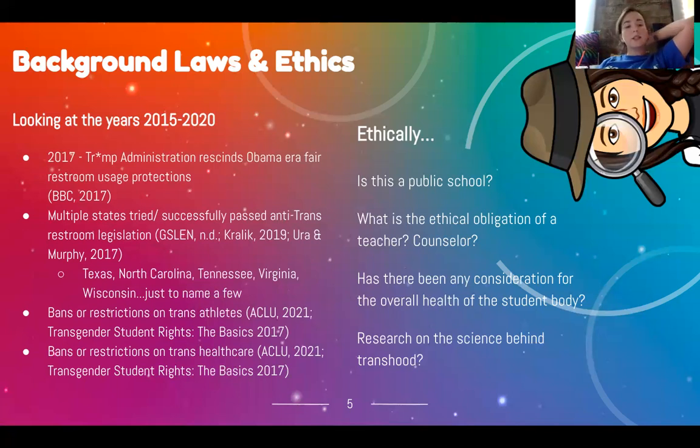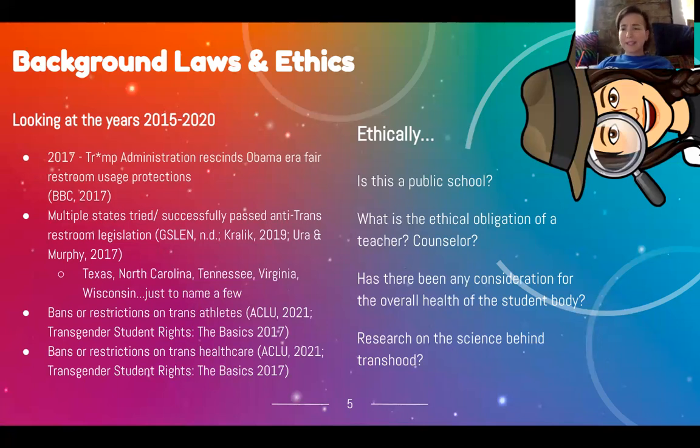So I've got down here Texas, North Carolina, Tennessee, Virginia, Wisconsin, just to name a few. I believe Tennessee and Virginia, and if I remember correctly, maybe even Wisconsin, did get their bills passed. Generally speaking, they were saying bathrooms are by assigned biological sex only within their communities. And a lot of these bills got going because of the Trump administration rescinding these protections, saying, well, let's leave it up to the states. It's not the federal government's place to get involved.